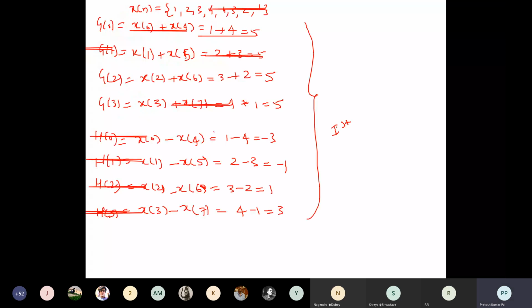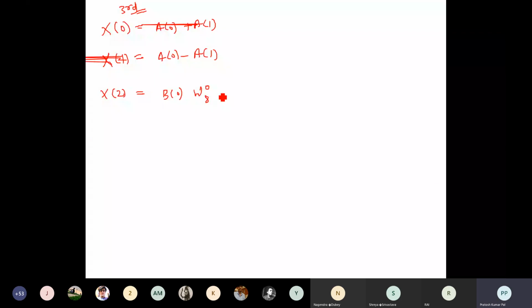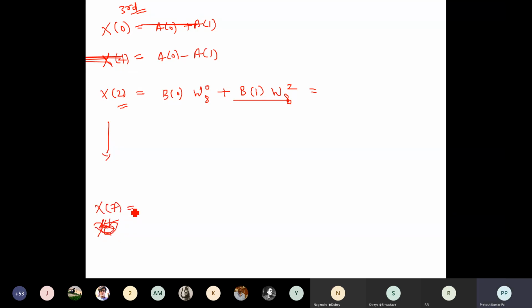So X of 2 will be whatever b0 value is there, multiplied by w80, which is equal to 1. This will be added with b1 multiplied by w82. So X of 2 will be b0 multiplied by w80 plus b1 multiplied by w82. After this multiplication, whatever value we get will be your X of 2. Similarly, we can find up to capital X of 7. So all the DFT values we can get from here.